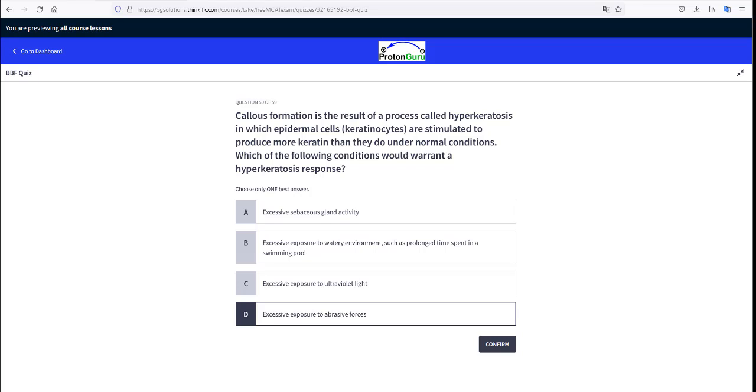That would cause fluid accumulation at the boundary between the two layers. That is known as blister formation. Epidermal cells attempt to combat this by becoming more resilient to the abrasion, and they produce larger amounts of keratin to accomplish that. It's the overabundance of keratin, as described in this question, that will lead to what we are calling callus formation.